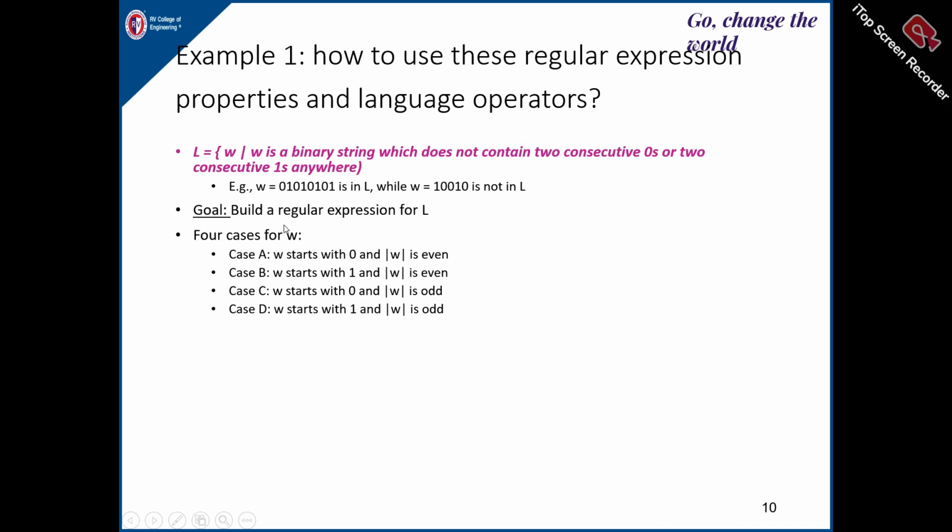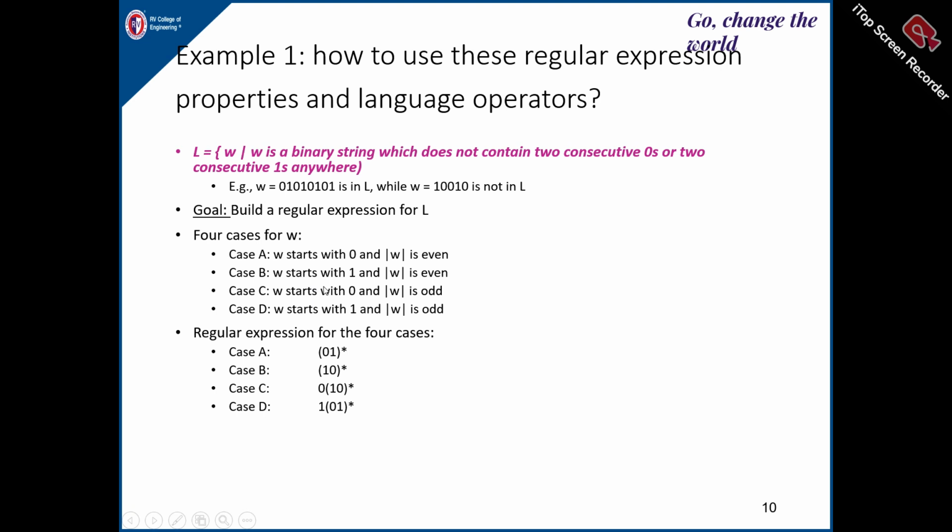Now here the goal is to build the regular expression for this L. So we have these four cases. Case 1 is W which starts with 0 and the length of W is even. Case 2 is it starts with 1 and it is even. Case 3 starts with 0 and the length of W is odd, and case 4 starts with 1 and the length of W is odd. So we'll see for each of the cases how we write the regular expression.